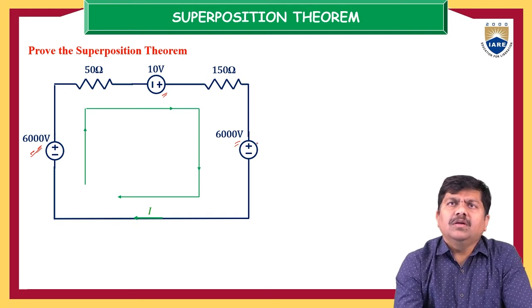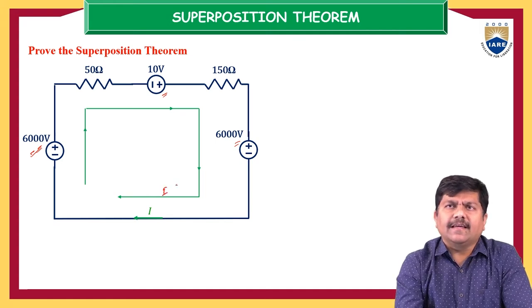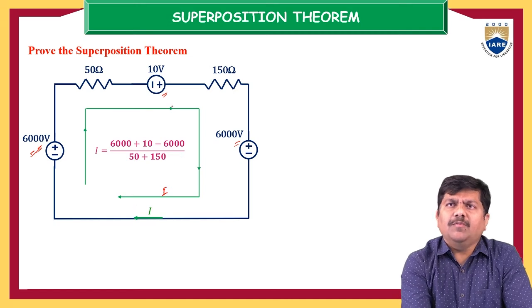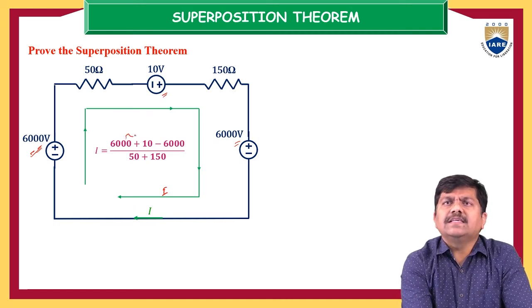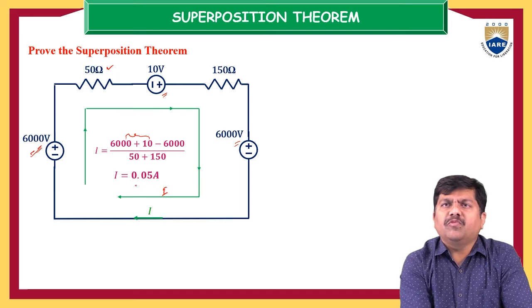With respect to this, the 6000 has the negative terminal. Whatever the total current this circuit has, we want to determine the response at this particular junction. So what is this current I? It is the same as this mesh current. Let me calculate that current first. So I equals 6000 plus 10, as we discussed, because these are series aiding, helping each other, and this is series opposing. Because of this, I have kept a minus here. So 6000 plus 10 minus 6000 divided by the total resistance in this loop, 50 ohm plus 150 ohm. So the total current is 0.05 amps.